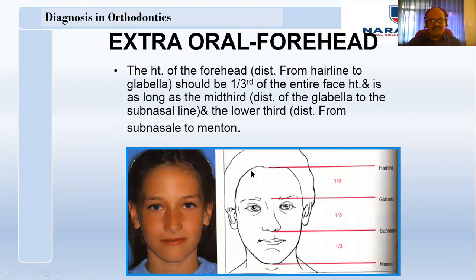Our face can be divided into 3 equal components. One extends from the hairline to the glabella. Glabella is the most prominent point between the 2 eyebrows, and from glabella or nasion point to the subnasal, and from subnasal to the menton. All these 3 structures are called the thirds of the face. All these should have an equal proportion.